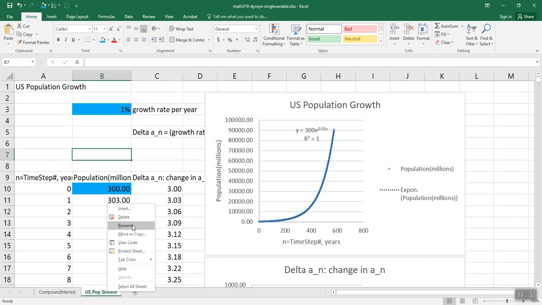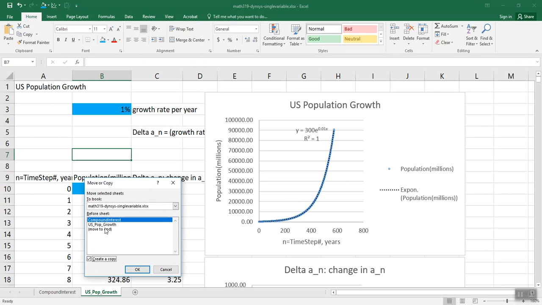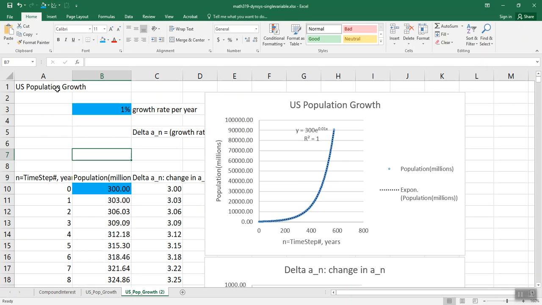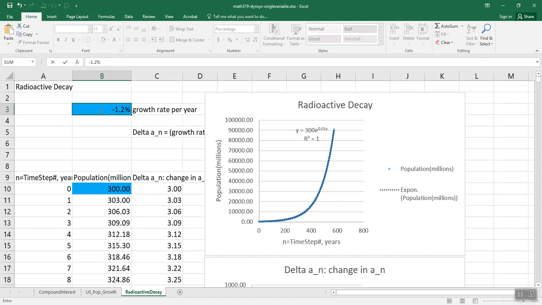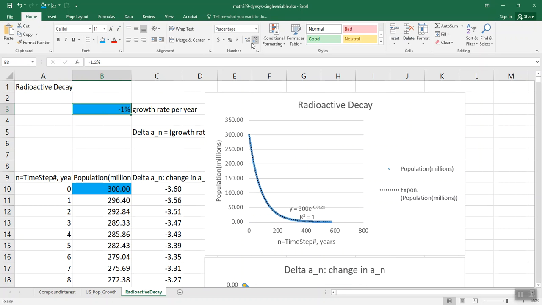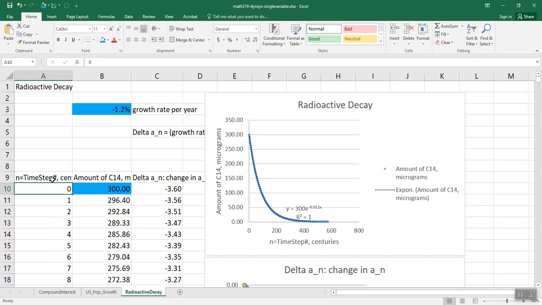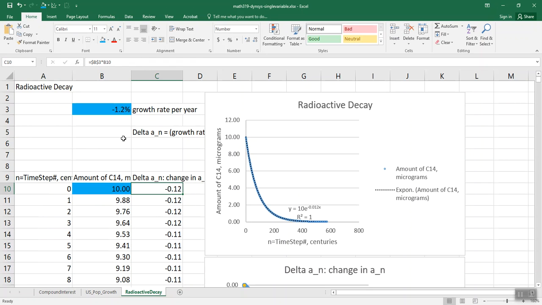We'll copy the same sheet that we've been using and call it radioactive decay. And our growth rate per year, we could still call it growth rate per year, but it's negative now. Let's show a little more precision there. And time step number, so this is in centuries, and this is carbon-14 in micrograms. And we said let's start with 10.